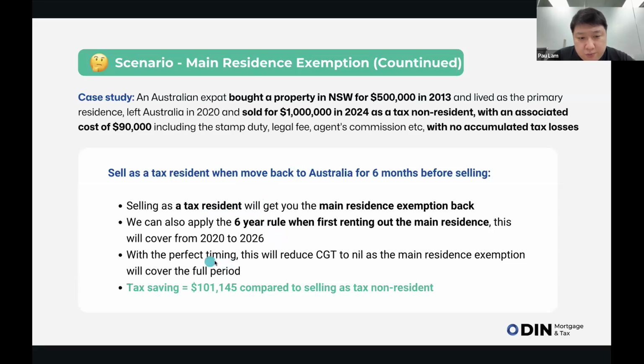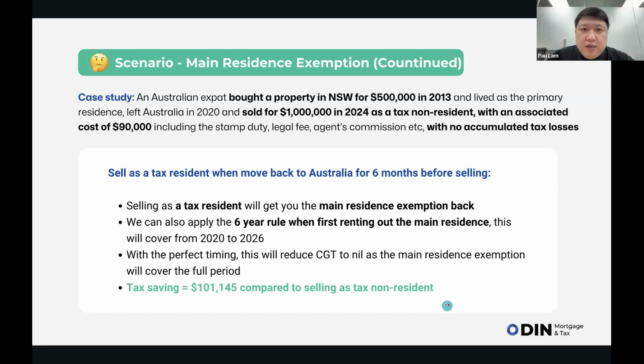With this perfect timing, the whole ownership of the property falls under the exemption, and you pay no capital gains tax at all in this example. So instead of paying $110,001 to the tax office, you would be paying zero, compared to when you sell as a tax non-resident of Australia. This causes a huge tax bill, so time your situation perfectly, or at least try to understand the difference.